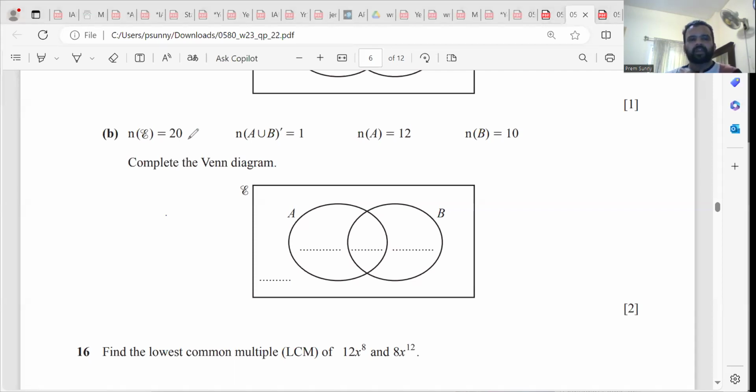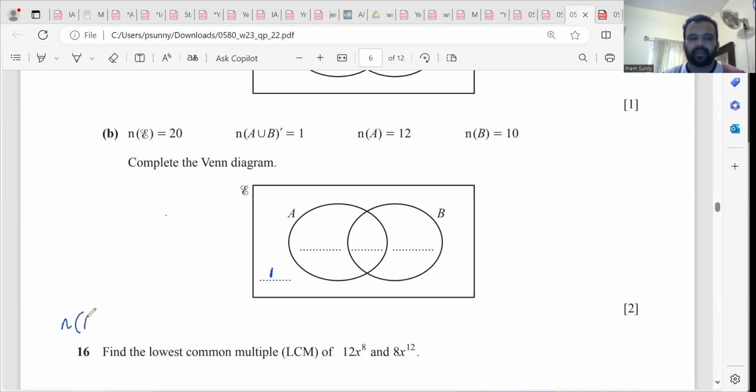The number of elements in the universal set is 20. A union B the whole complement means everything other than A and B. That means the number of elements in A union B complement is here. N of A, the whole thing in A, is 12. N of B, the number of members in B, is 10. We need to know the number of elements in the intersecting region.